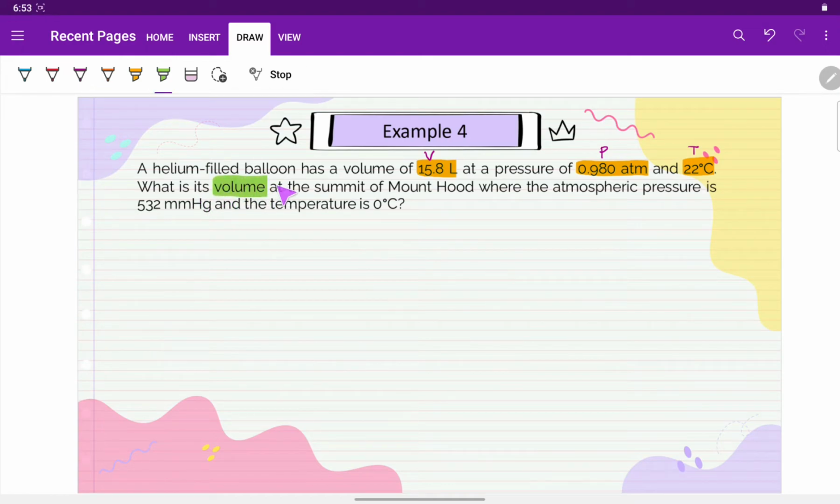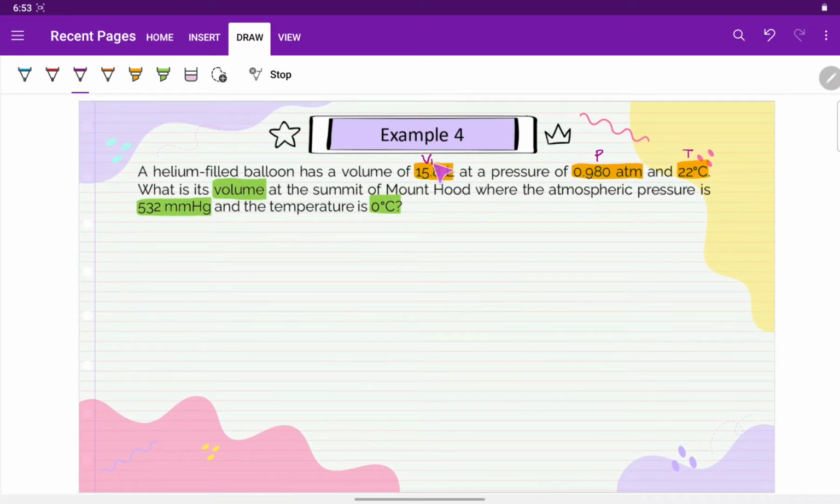So dia minta volume at the summit of Mount Hood where the atmospheric pressure is 532 millimeter mercury and the temperature is 0 degree Celsius. So, kita ada 2 set keadaan dekat sini. Yang ni saya labelkan semua sebagai V1, P1 dan T1. Yang ni adalah V2, P2 dan T2.